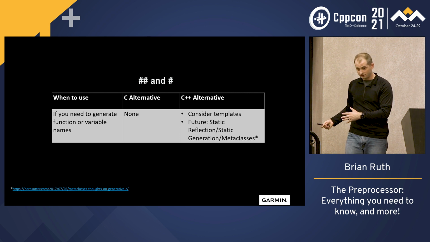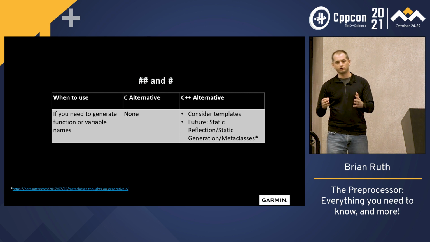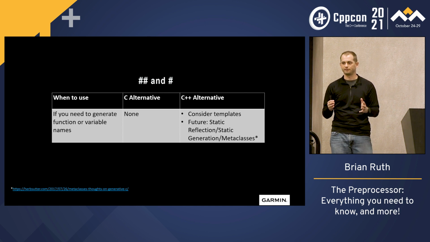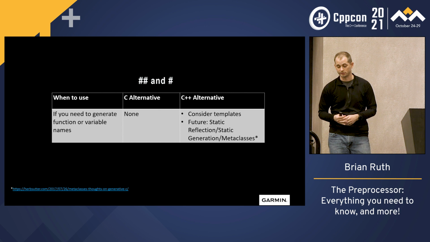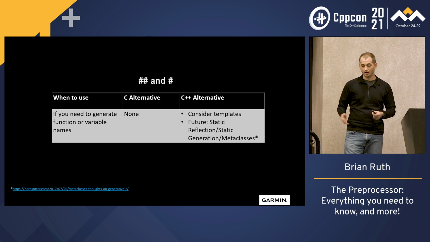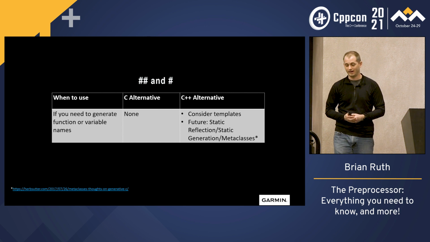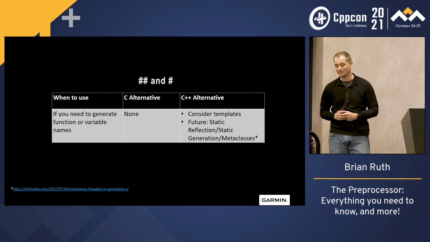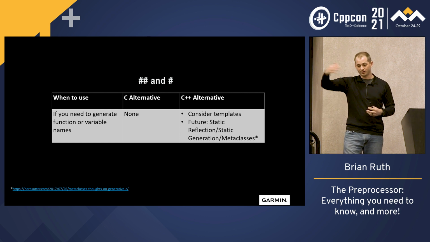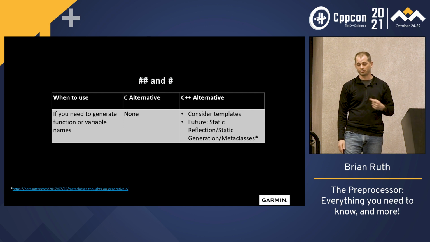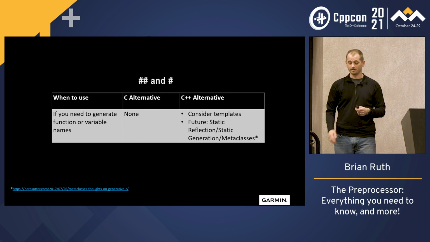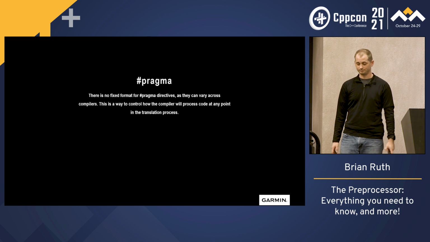In C++, consider using templates. See if you can possibly replace that with a templated function or something that's going to allow you to be a little bit more generic. In the future, we're going to have metaclasses. I've also been informed that it's called static reflection and static generation as well. But that's something in the future. There's a link to Herb's talk when he talked about it. No, that's the blog post is what that is. But he did do a talk on it as well.